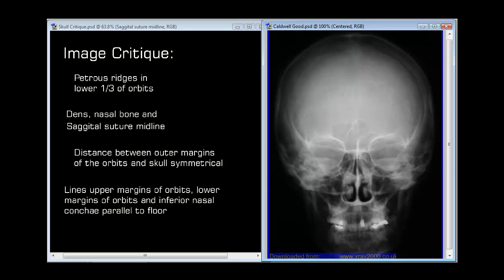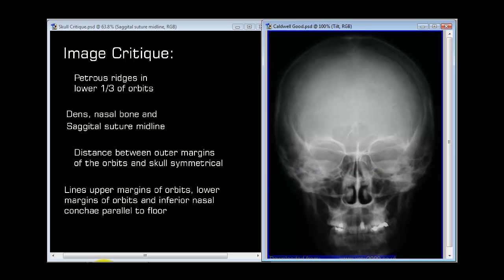Let's take a look here. Determining rotation, you need the distance between the outer margins of the orbits and the outer margins of the skull to be symmetrical. And that shows it pretty good right there. I think that's about the same. Keep in mind that everyone's head is a little bit different anatomically, but should be pretty close symmetrically. And then also to determine tilt, we want to look at the lines of the upper margins of the orbits, the lower margins of the orbits, as well as the inferior nasal conchae shape. They should all be parallel to the floor. We have a pretty good indication that they are here. So this is a great image.